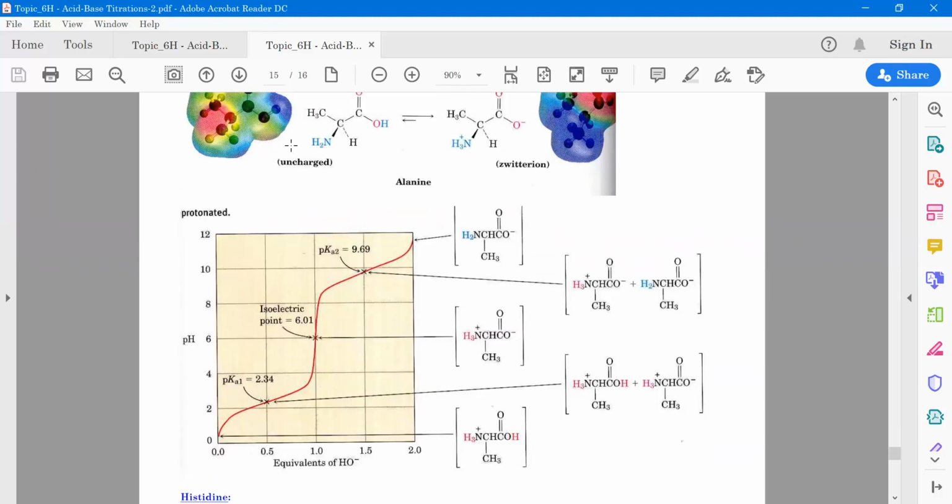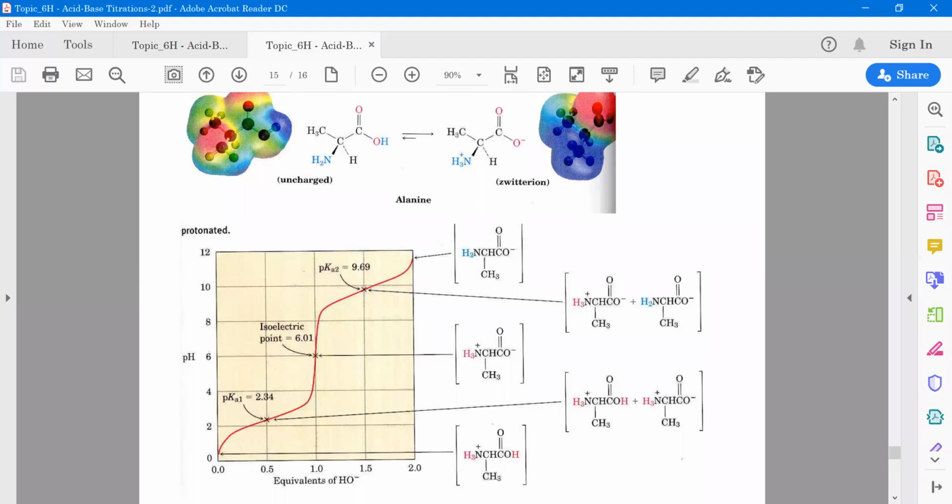So here, let's look at what happens if we titrate this alanine with hydroxide. Here they show it as HO minus, but these are the equivalents of HO minus.